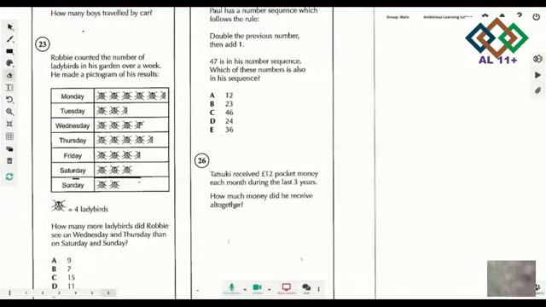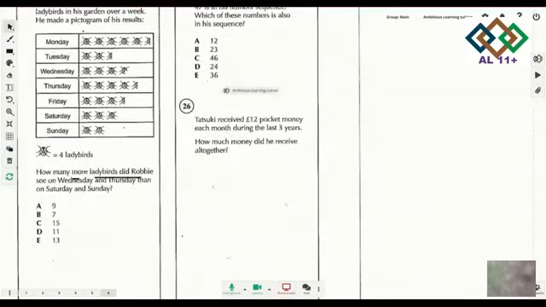Number 26 is your last one. In this, they're asking: Tekisuke received 12 pounds pocket money each month during the last 3 years. How much money did she receive altogether? So they're just asking how much money she receives altogether.